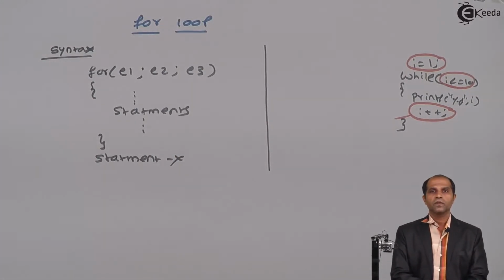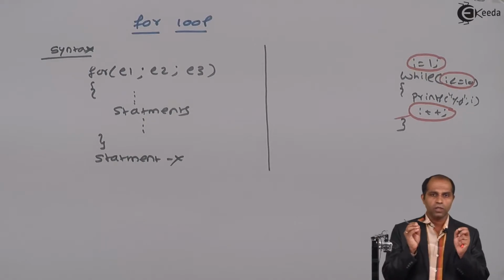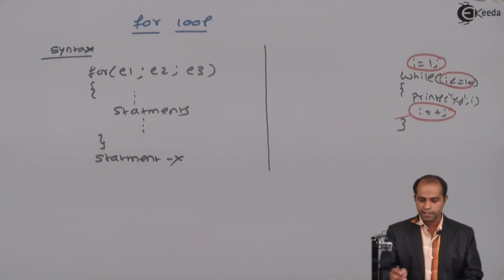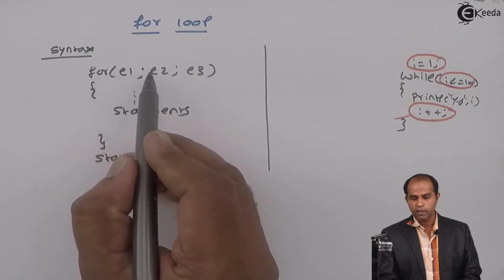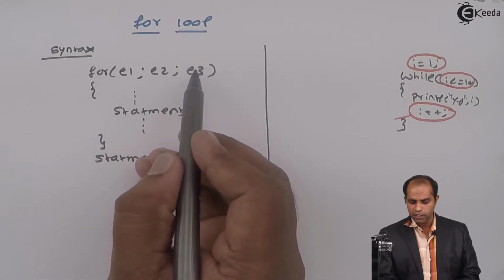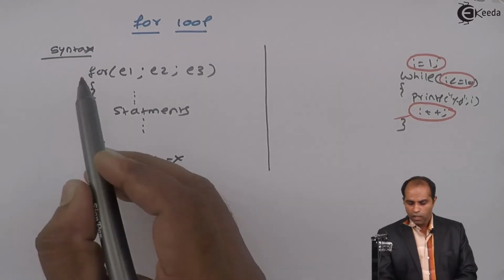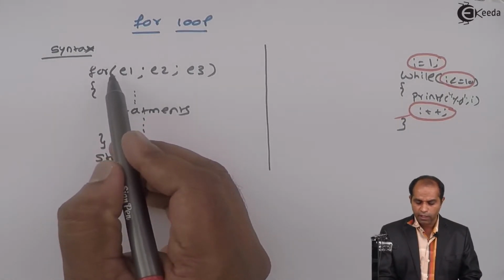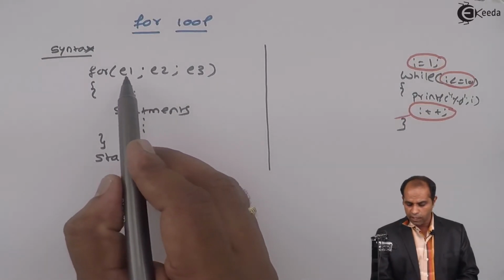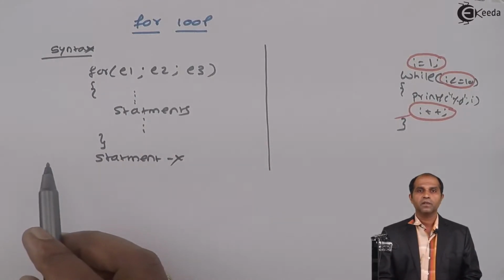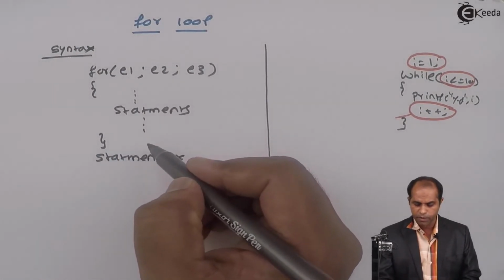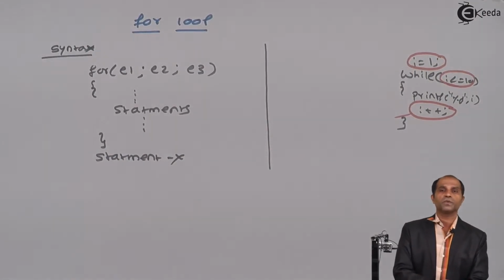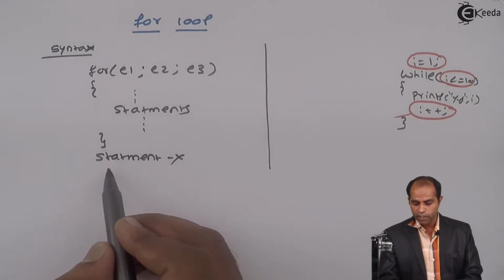A for loop helps us merge all the three expressions at one place, and syntactically I'm supposed to place semicolons between these expressions. So a for statement should start with the keyword for, then a pair of round brackets. Within that I can have three expressions, E1, E2, E3, separated by semicolons, and you can have n number of statements within the braces which are to be used for repetition, and then the remaining program is identified as statement X.